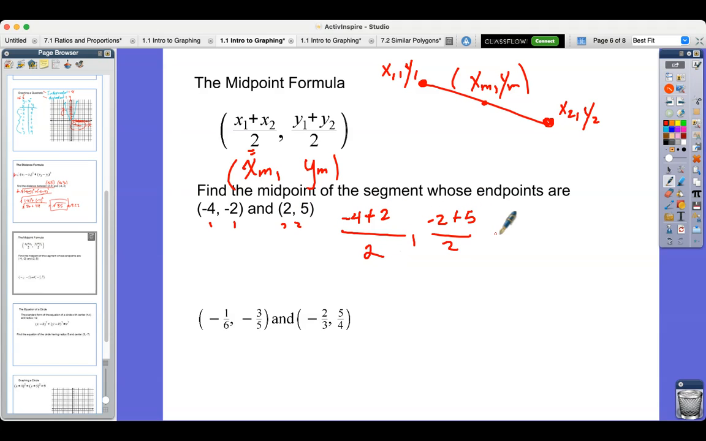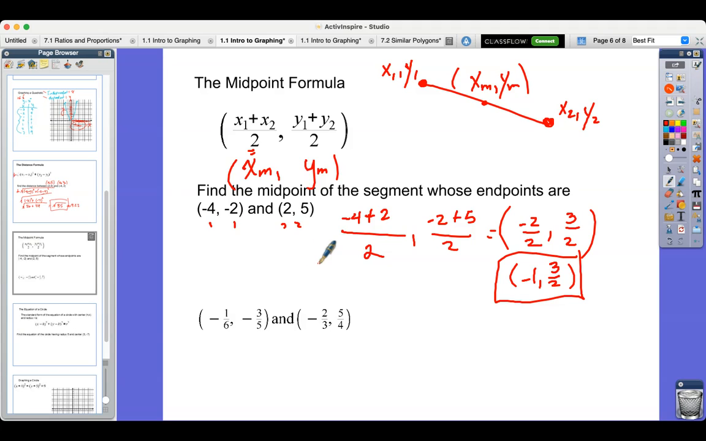-4 plus 2 is -2, so this gives us -2 over 2. And -2 plus 5 is 3 over 2. If you can reduce it, you can. So in this case, you can. -2 divided by 2 gives you -1. And 3 over 2, I will leave as 3 over 2. This is your x midpoint, y midpoint right there.